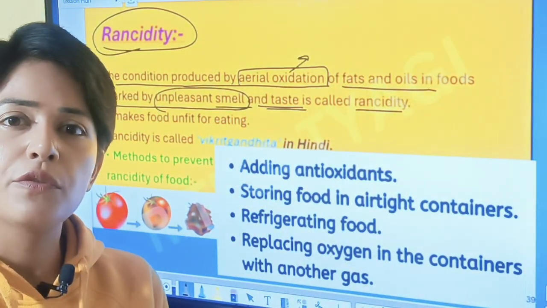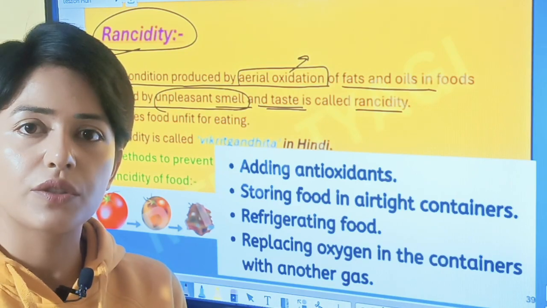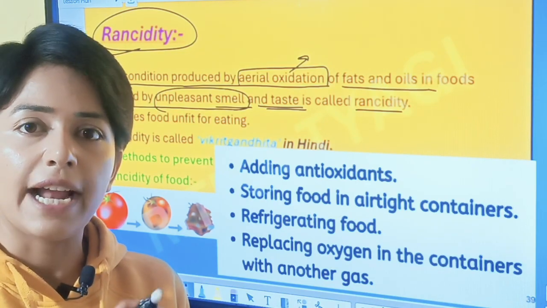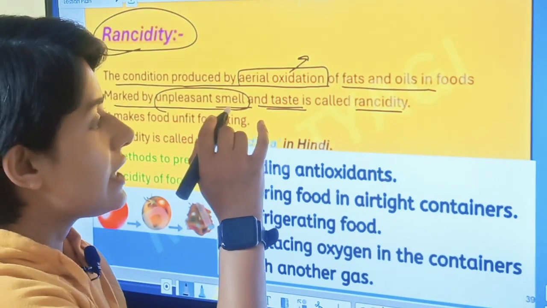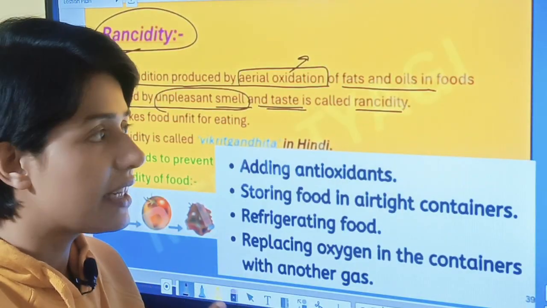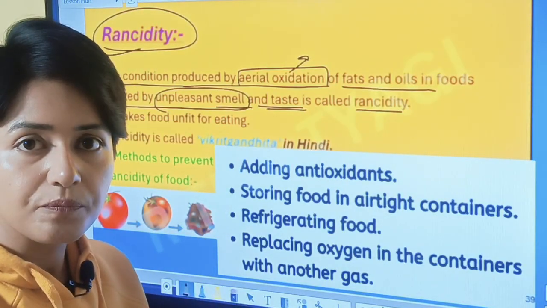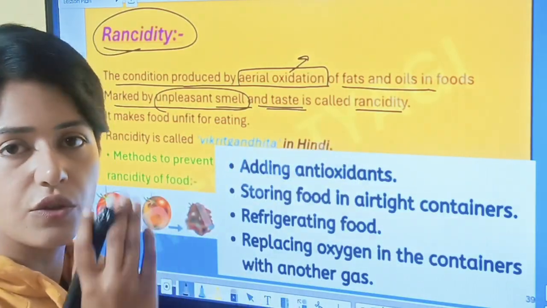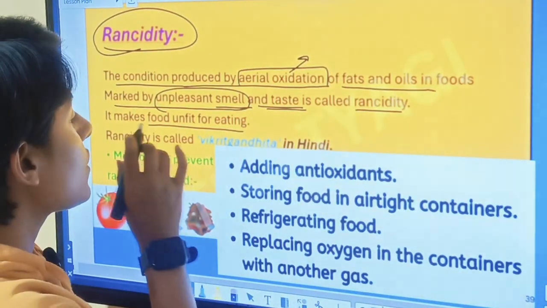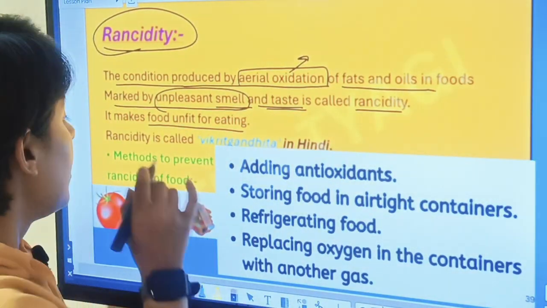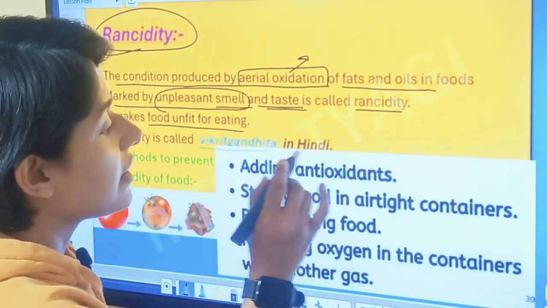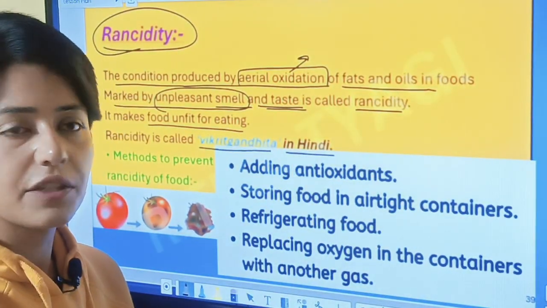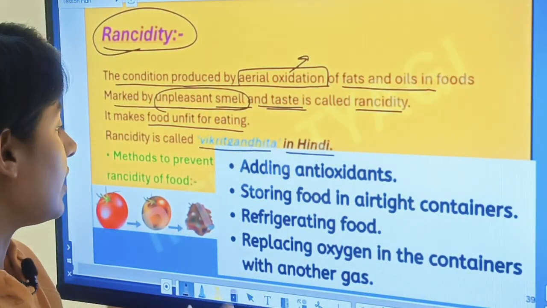The process in which food gets spoiled by the oxidation of the food with atmospheric oxygen, and the taste and smell of the food become unpleasant, which is unfit for eating. So it is known as rancid food, and the process is known as rancidity. It makes food unfit for eating. Rancidity is also called vikrit gandhita in Hindi. Hindi language में it is called vikrit gandhita.